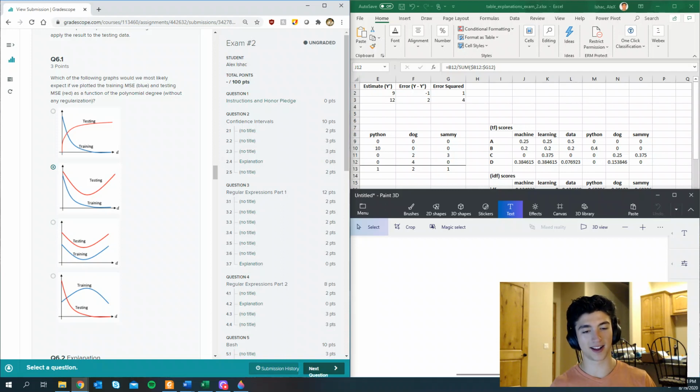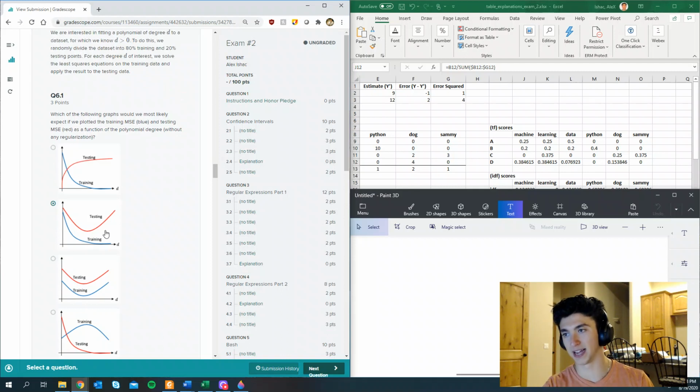Big word. The generalizability of the model. This will lead to a higher R² and low MSE on training data, but low R² and high MSE on testing data. So this is reflected most accurately in the second graph, right here, in which the test MSE increases drastically with degree D. So yes, the correct option is in fact B for 6.1.